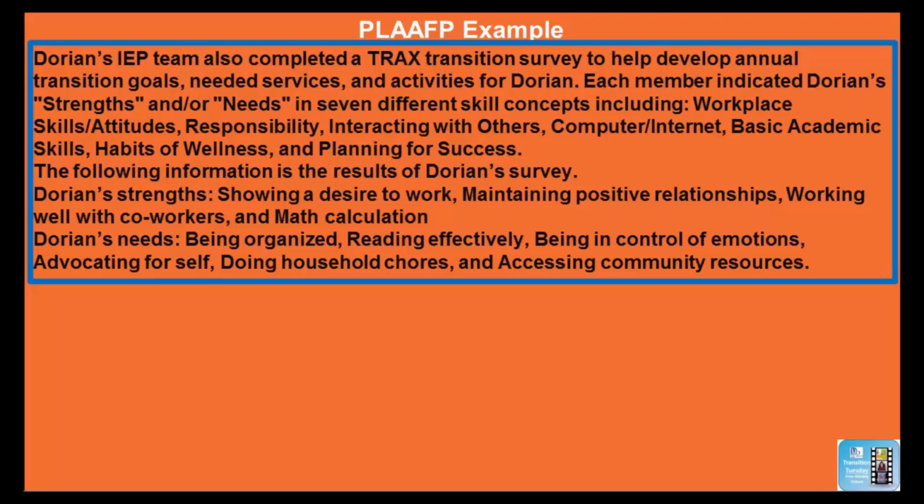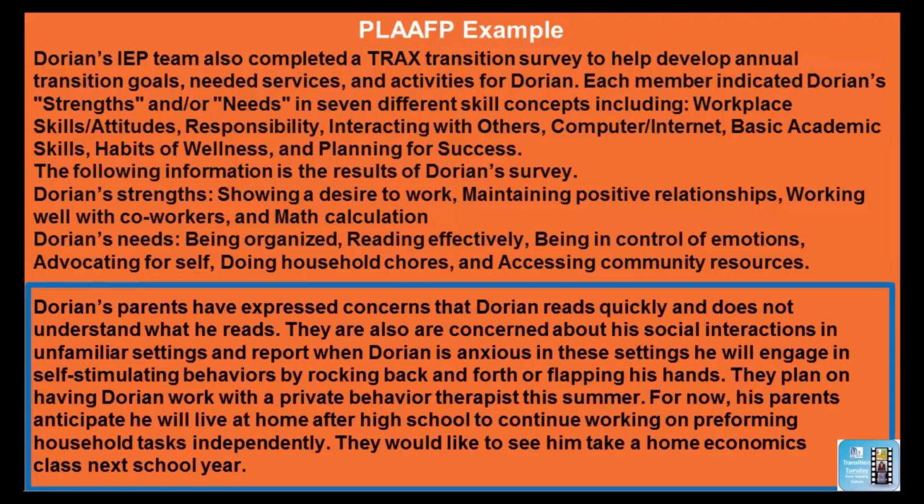The following information is the results of Dorian's survey. Dorian's strengths are showing a desire to work, maintaining positive relationships, working well with coworkers, and math calculation. His needs are in the areas of being organized, reading effectively, being in control of emotions, advocating for self, doing household chores, and accessing community resources. This again is an age-appropriate transition assessment that specifically focuses on Dorian's transition skills or life skills, strengths, and needs.